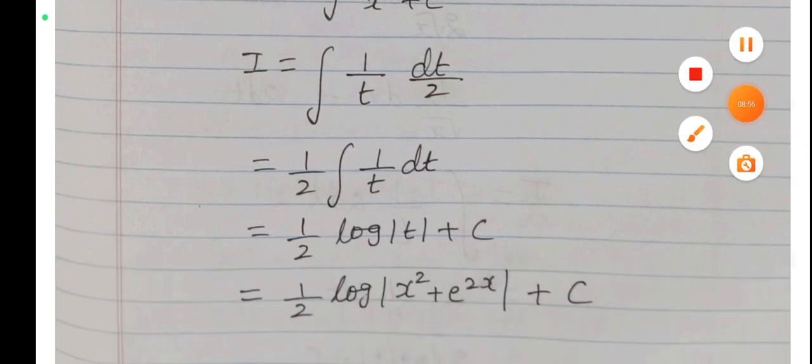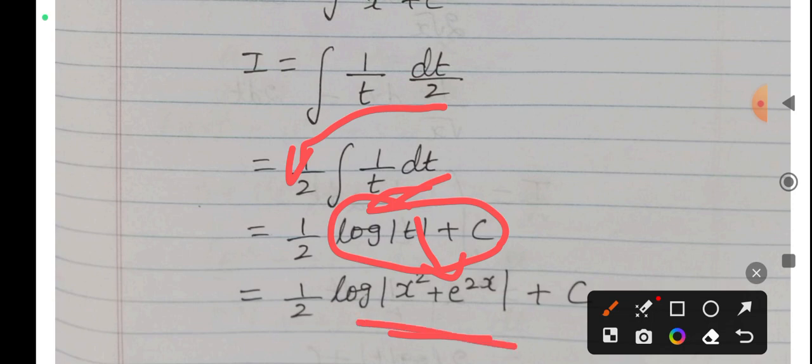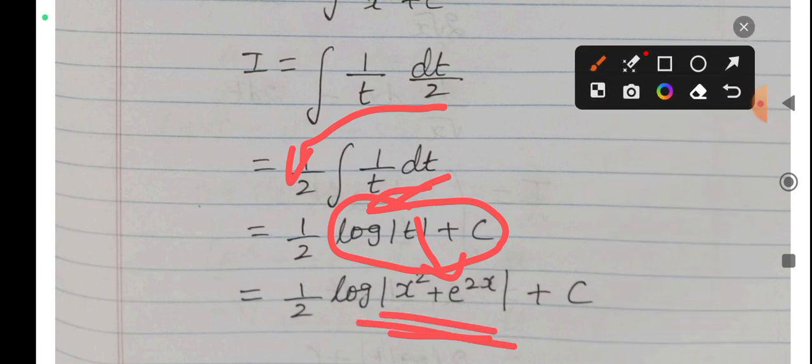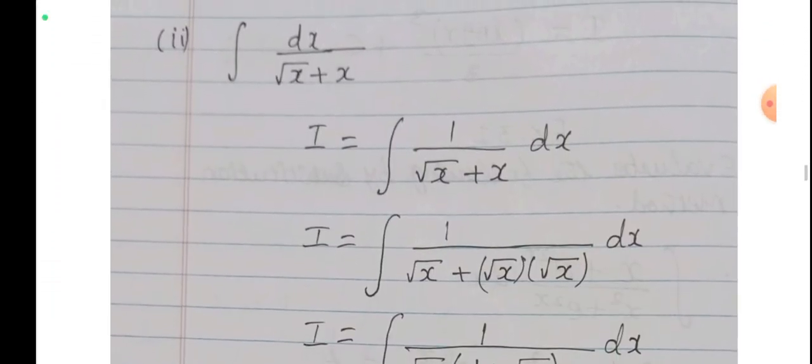Then take that 1 by 2 out, children. So we got it like this, and 1 by t dt. The integration of 1 by t is nothing but log mod t plus c. Then substitute the t value: log mod x square plus e power 2x plus c. Is this clear? Then go for the second one.